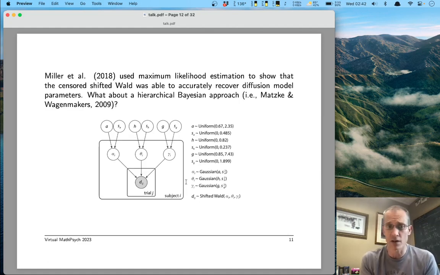What is important for this talk is that I want to describe a hierarchical Bayesian extension of this idea. Miller et al. did all of the stuff that I just talked about, where they used maximum likelihood estimation to show that the censored shifted Wald was actually able to recover diffusion model parameters quite nicely. So what about a hierarchical Bayesian approach? Here we would consider all of our data as being a bunch of trials nested within subjects. Subjects would then have subject-specific values for response threshold, for non-decision time, and for drift rate, and those would then come from some parent level distributions.